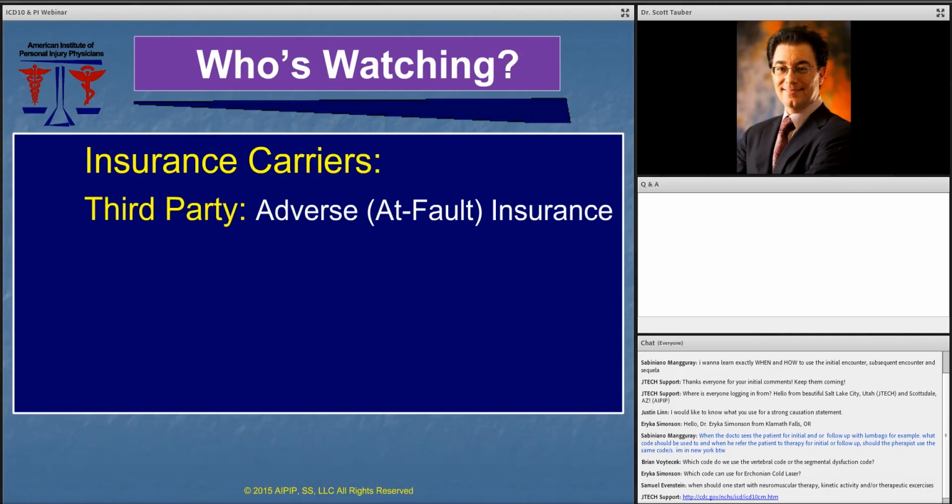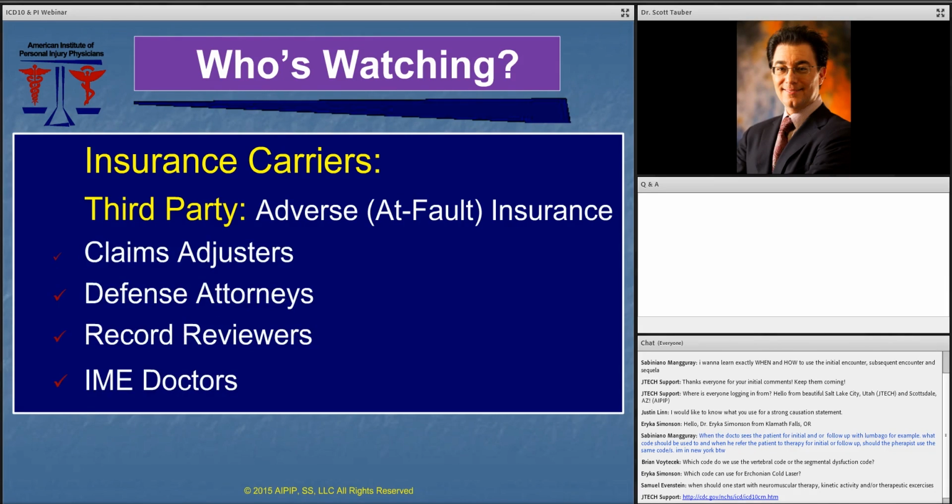Now we have the third party. So who's involved in the third party? We have claims adjusters, defense attorneys, records reviewers, which is something I did a lot of for the auto carriers, and IME doctors. With each person that's looking at your records, if you don't have clinical rationale to support your ICD-10 diagnoses, you allow them to begin to chip away at your bills, slash and burn the bills, and also deny treatment.